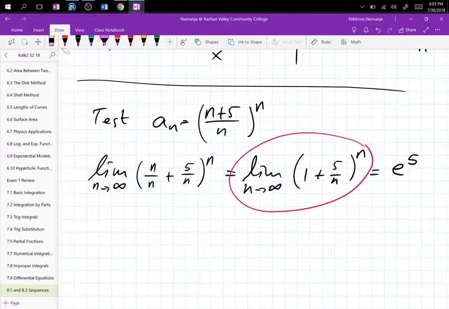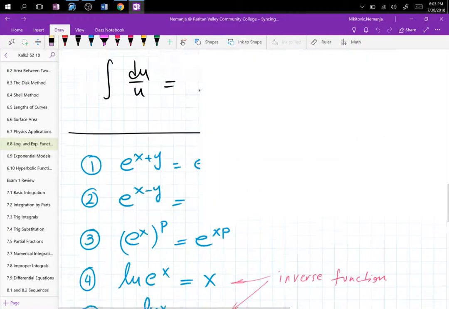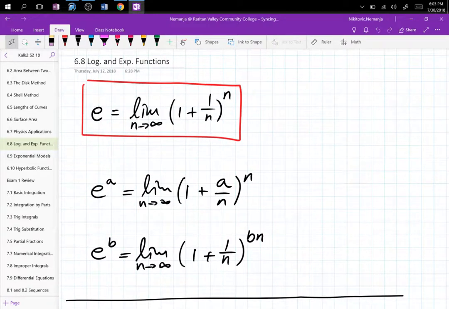And I did cover this here. Did I? Let me see. There it is. Look at that. 6.8. And I show you which ways you can get the exponent. This is number 2, the middle one. 1 plus 5 over n, that's the middle one, and you get e to the 5, e to the a. Whatever a is, that's the exponent. Or you can have the exponent b on top over there. So b goes, no matter where the exponent is.